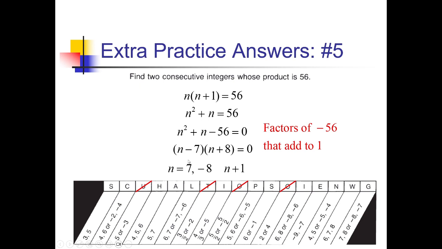For 7, n plus 1 is 7 plus 1, so that's 8. So we have 7 and 8 as one set of consecutive integers. And then for negative 8, plus 1 gives me negative 7. So negative 8 and negative 7 is the other pair.